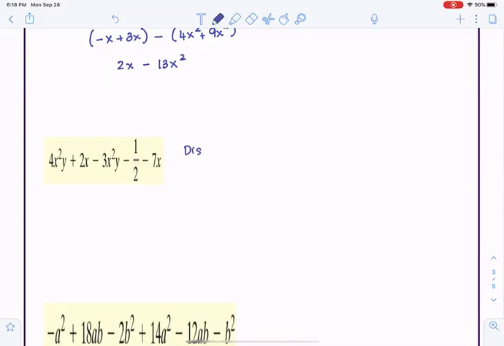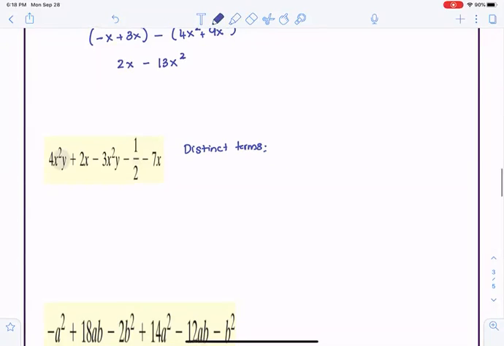Actually, we should call them the distinct terms. So what are the distinct terms that we have? x squared y is one of them. x is the other. And the last one is a constant. A constant doesn't qualify. We can just keep it as a constant.